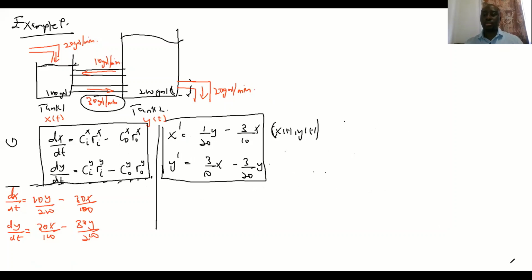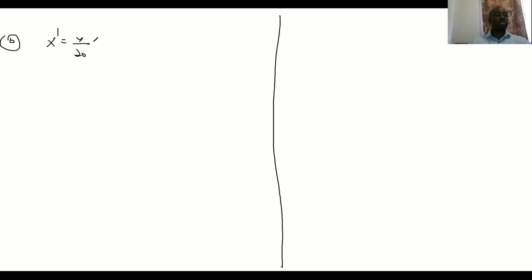I'll just go into a new space. This is part B. And let me write out the equation again. x prime is y over 20 minus 3x over 10. y prime is 3 over 10 x minus 3 over 20 y.